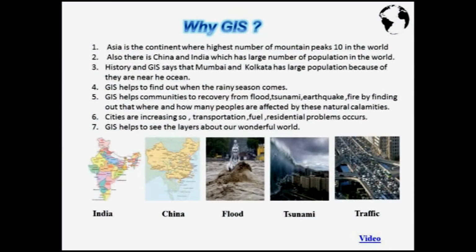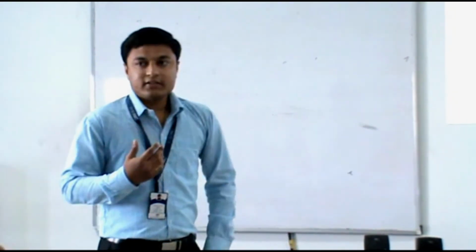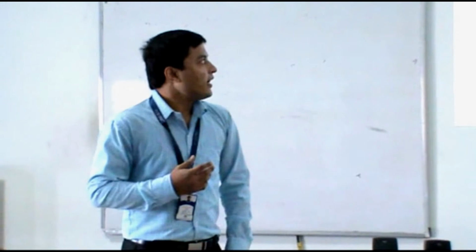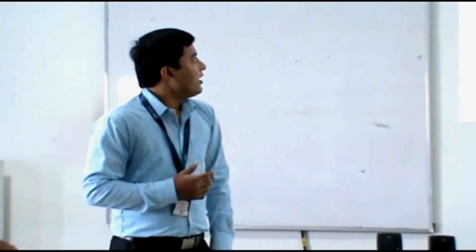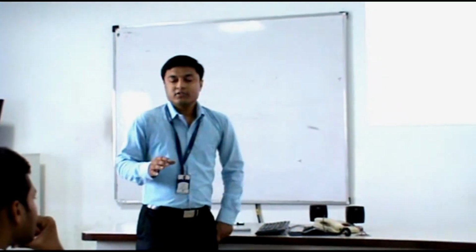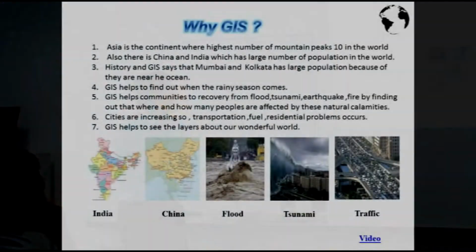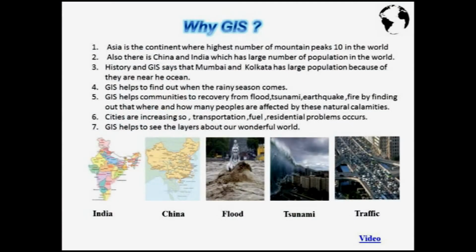Why GIS? From GIS we find out that on our planet, Asia contains the highest number of peaks, that are 10. Also India and China have a large number of people. These types of information are found from GIS. GIS also helps the community recover from flood, tsunami and earthquake when the rainy season comes. Then cities are increasing, so information about transportation, fuel, etc. is obtained from GIS.